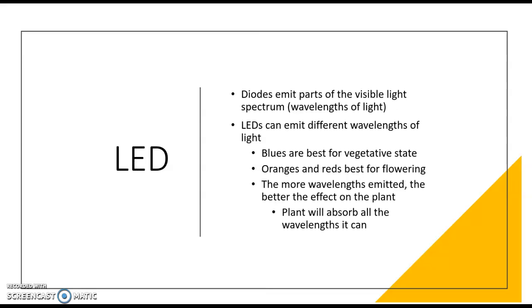What is an LED? Well, these diodes emit parts of the visible light spectrum, wavelengths of light. And so LEDs can emit different colors, and they can contain these different colors in one light itself. It could have different diodes of different colors. So you can have one light with blue diodes, great for vegetative stage, right alongside orange diodes and red diodes, best for flowering. The more wavelengths that are emitted, the more diodes you have, the better effect on the plant.